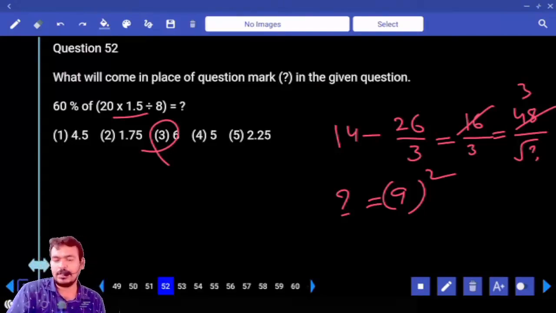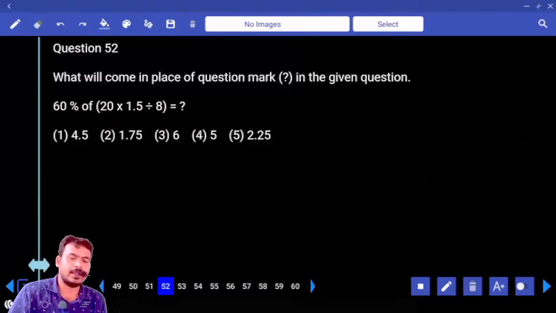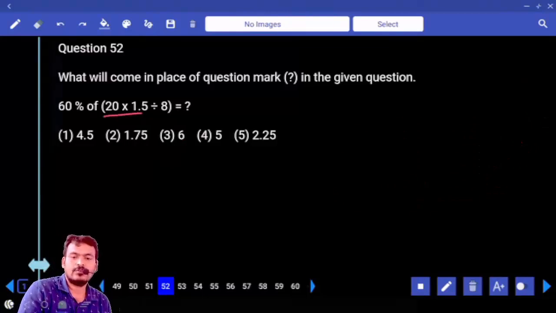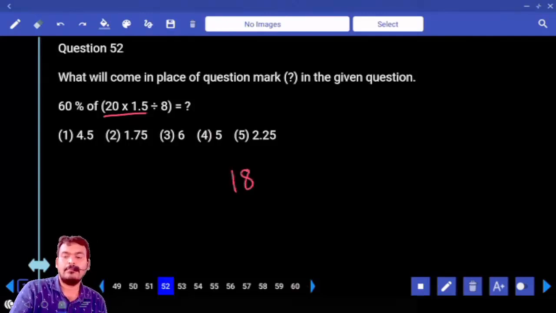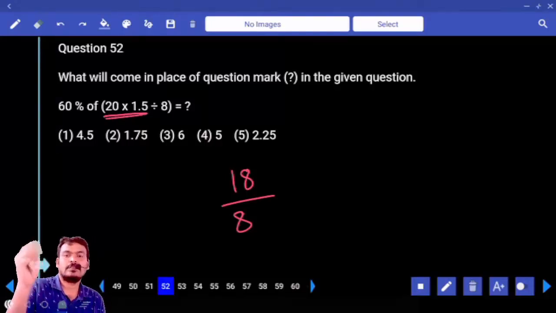20 percent into 1.5, divided by 800. First, 20 into 1.5 means 30, divided by 800. 60% of 30 is 18, by 800. 20 into 1.5 is 30. 60% of 30 is 18, divided by 8.